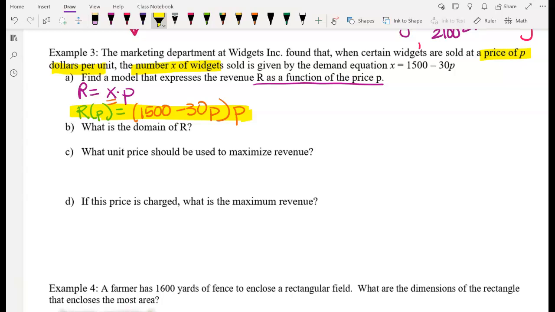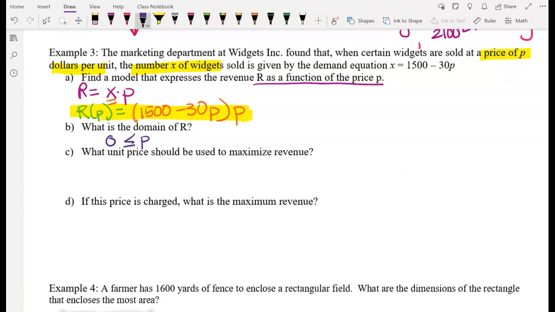What is the domain of R? Okay, so let's talk about the domain. Because your input is P, students, and P represents the price, okay? Now, yes, we can sell an item for $0. So we know the smallest price we can sell is $0. We cannot sell something for a negative price, okay? We're not going to pay someone to take our widget. Now, what is the largest price we can charge? It means that we don't want to go in the negative, right? So the lowest revenue is 0.